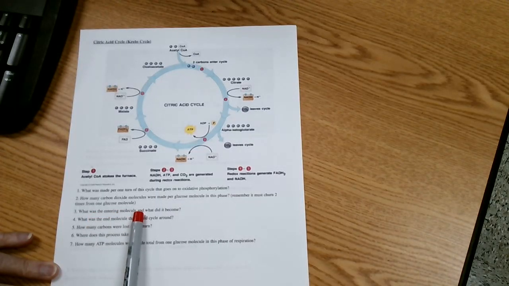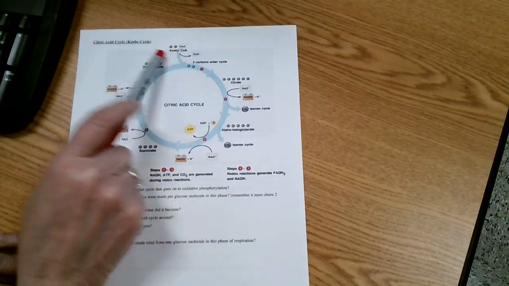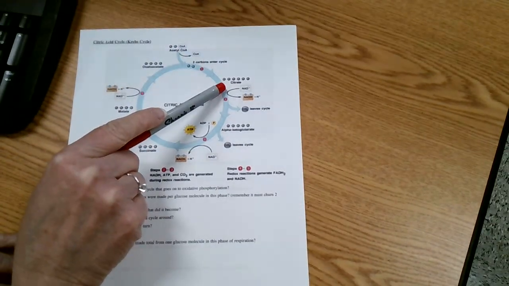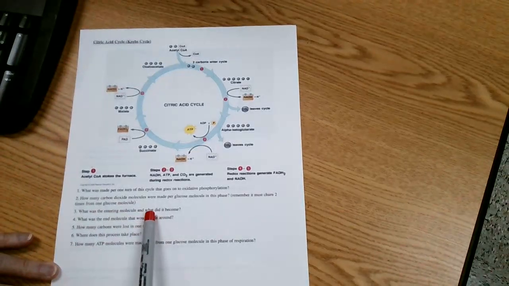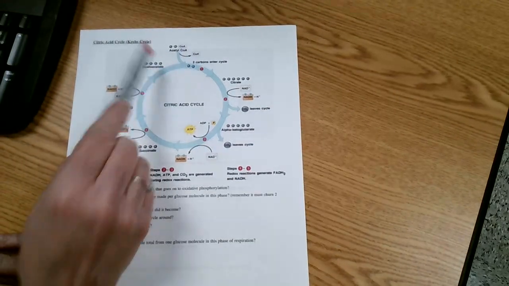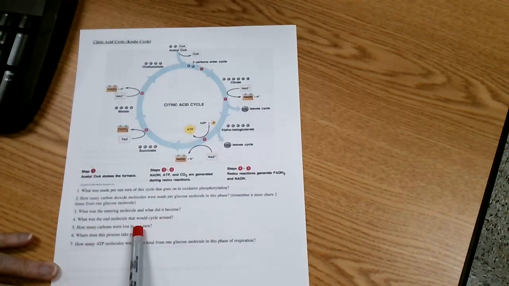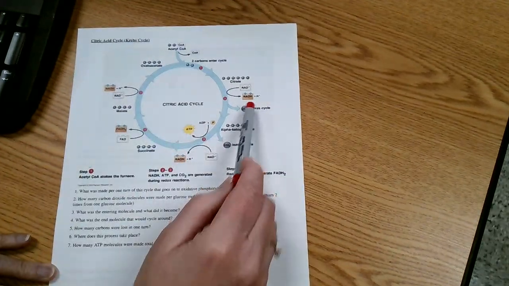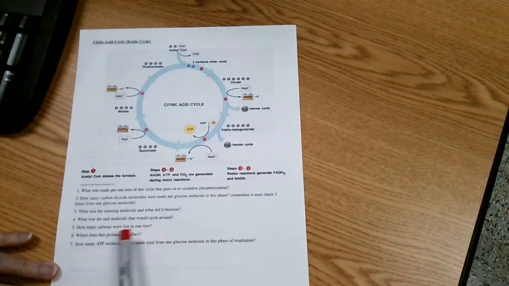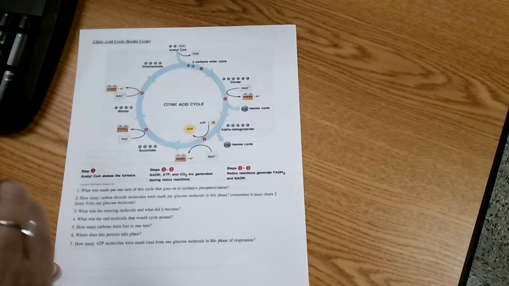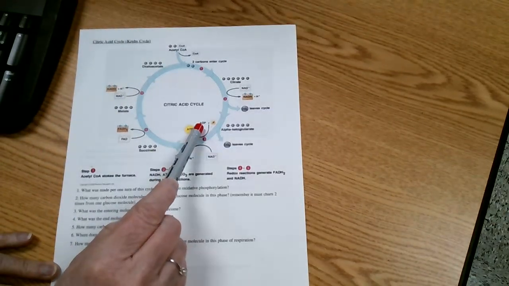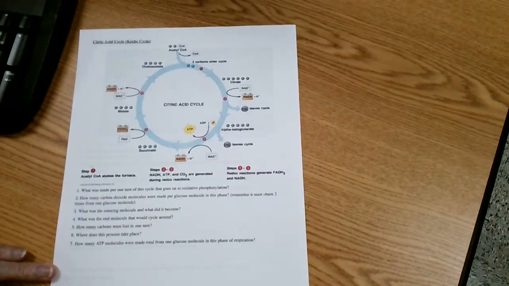What was the entering molecule and what did it become? Entered as acetyl. What did it become? Citrate when it attached to oxaloacetate. All right. What was the end molecule that would cycle around again? That's that oxaloacetate. Okay. How many carbons were lost in 1 turn? 1, 2 carbons were lost in 1 turn. Where does this process take place? It takes place in the mitochondria, deep in the mitochondria called the matrix. And how many ATP molecules were made total from 1 glucose? So that's where it goes around twice. So there's 1, but goes around twice. So that's 2 ATP molecules.